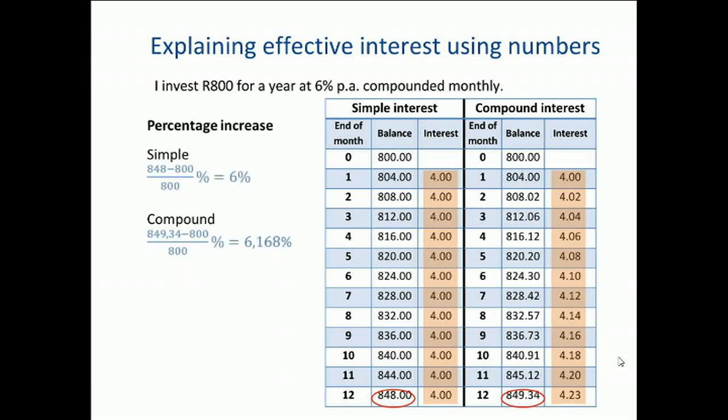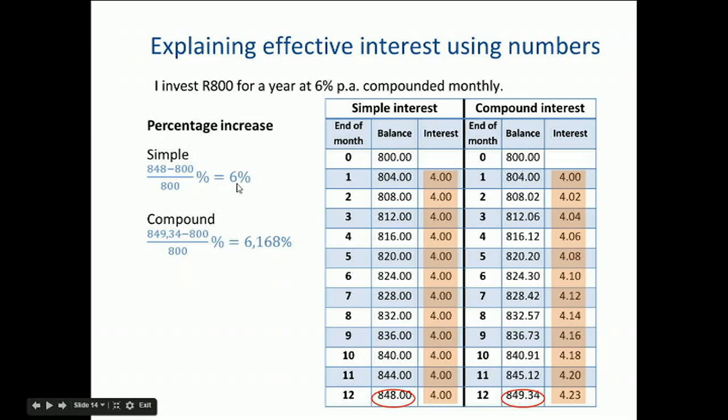Okay, so here I want to connect it to the percentage increase idea. The percentage increase formula, I know learners struggle with this, but it's new minus old, divided by old. That's the way I remember it. So the new is 848, in other words, what I've accumulated after 12 months. The old is the 800 I started with. And now I want a percentage of what I started with. So that turns out to be 6%.